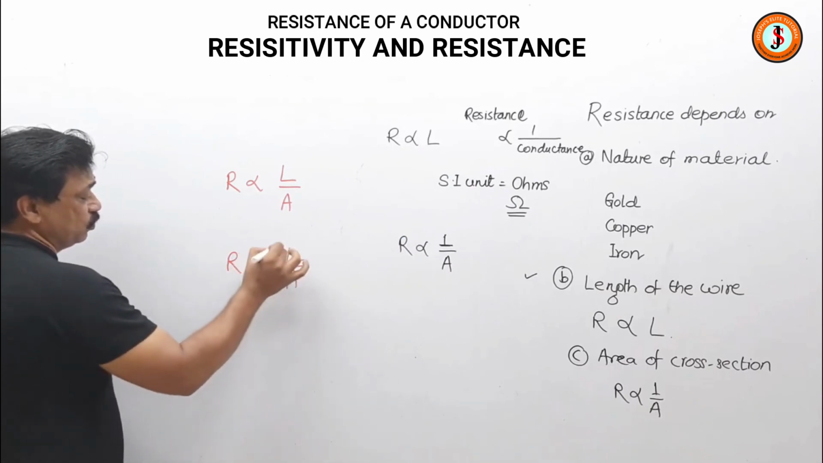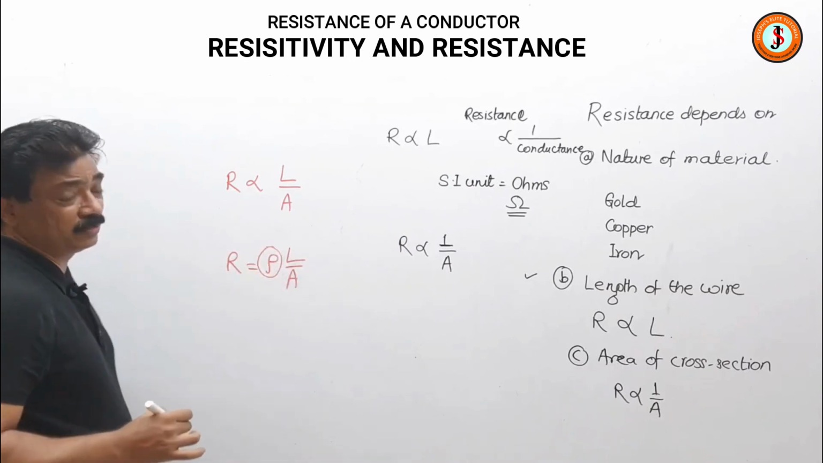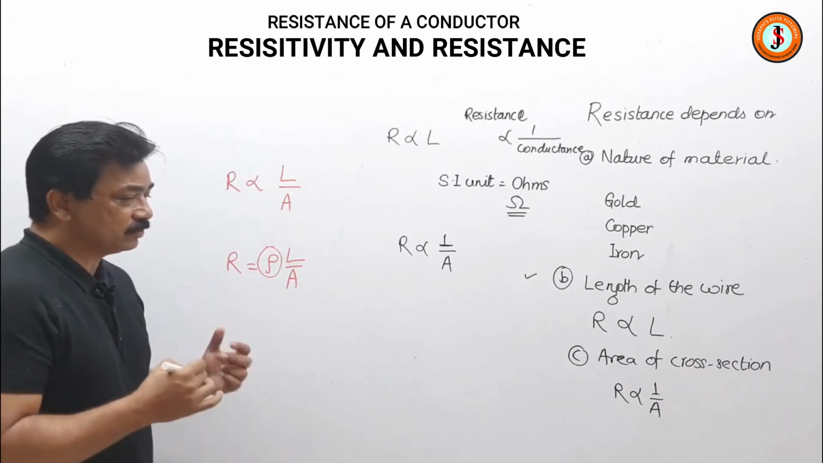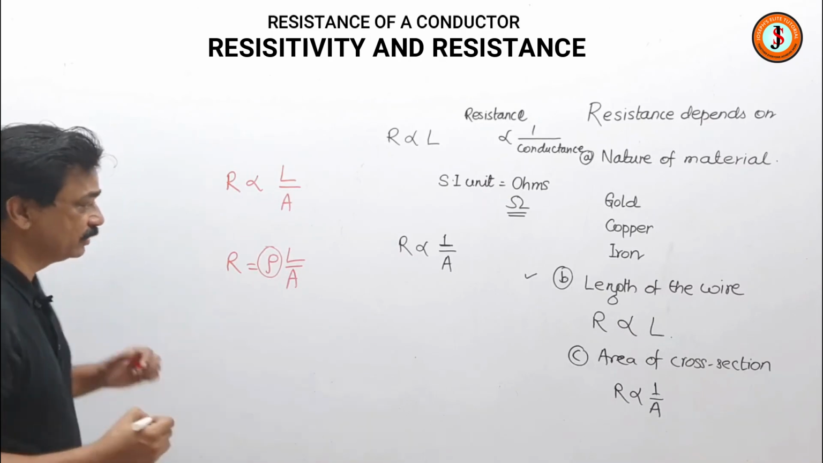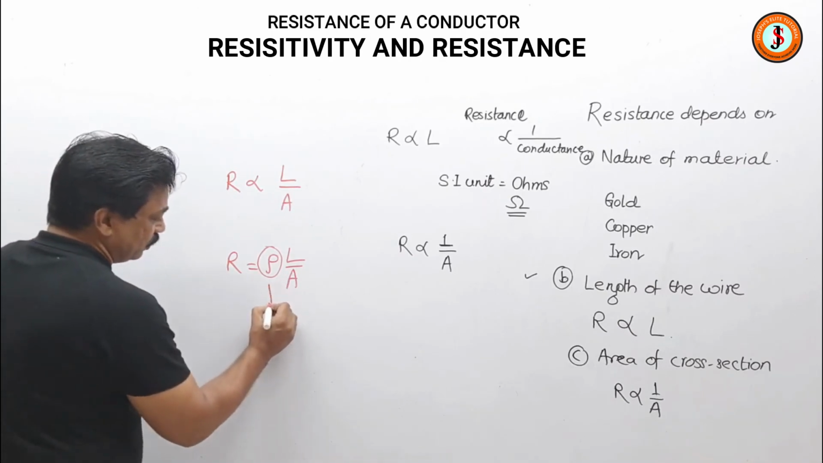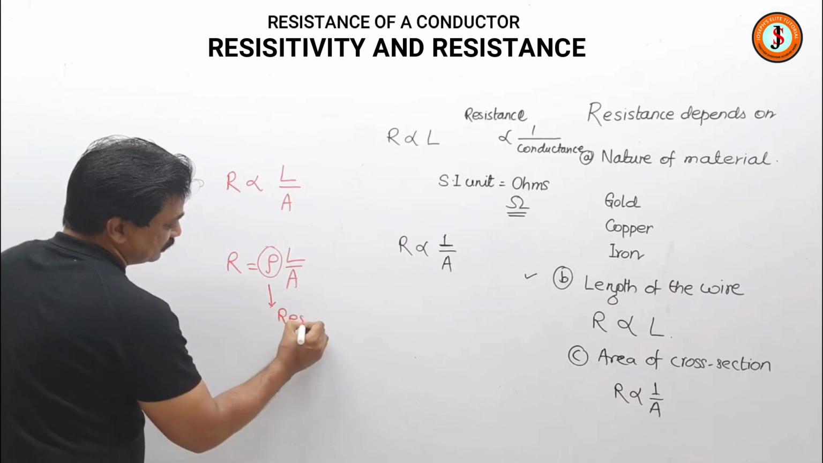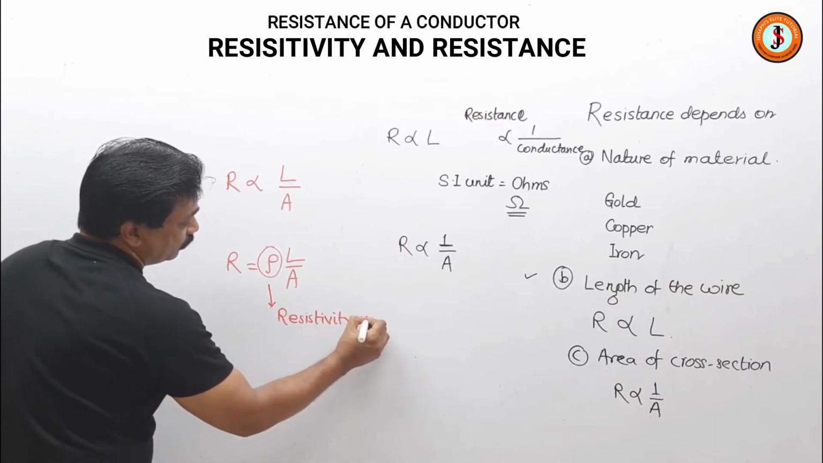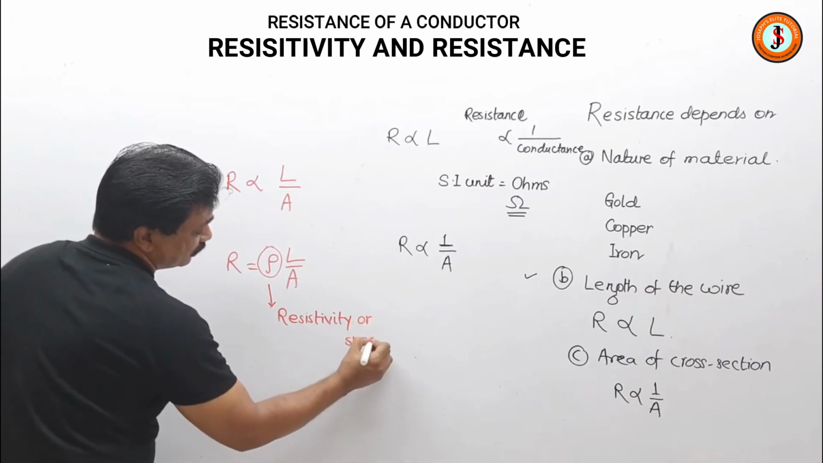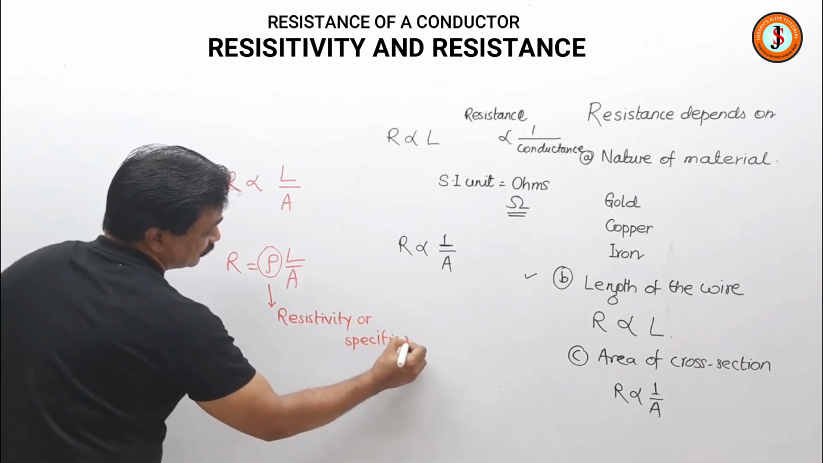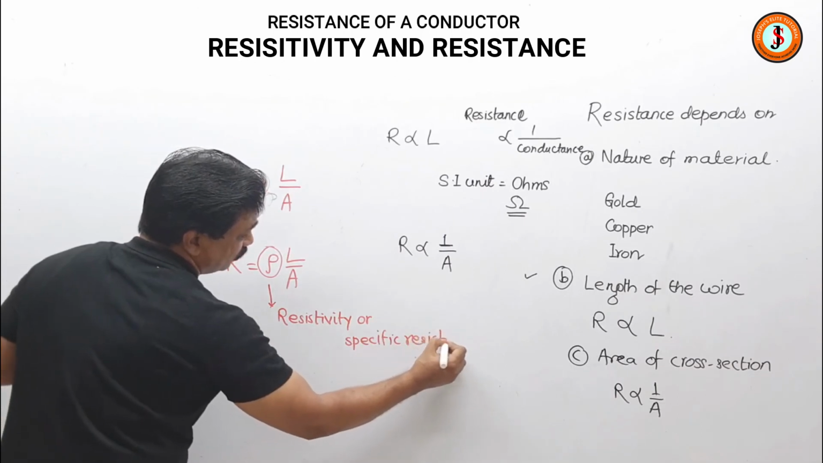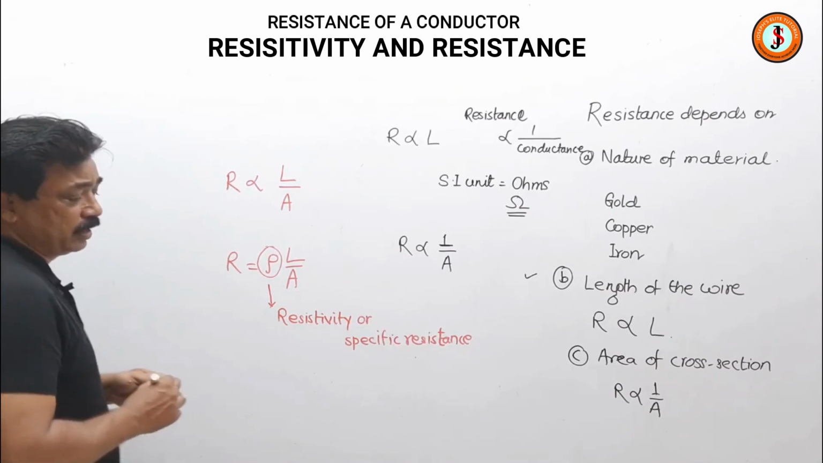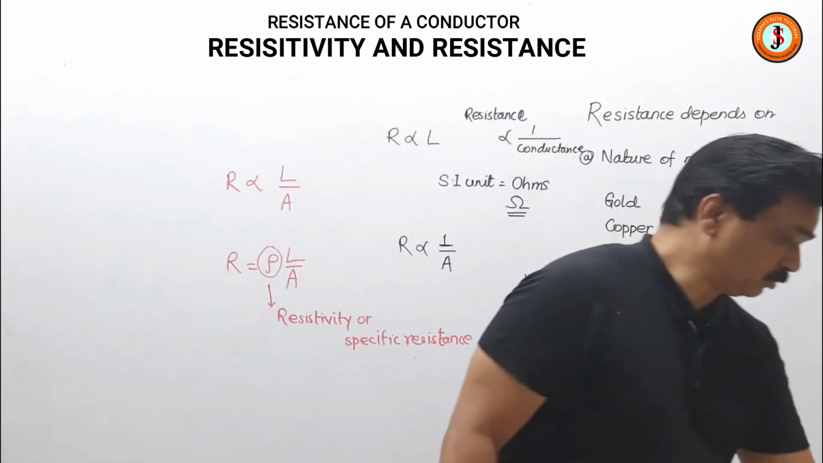So what is rho? Through a numerical we will try to understand. Rho is another constant which is called resistivity, or specific resistance. Now I'll rub off the board because I've got to use some board space.